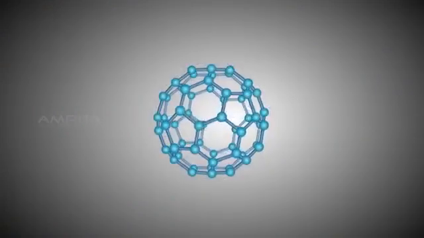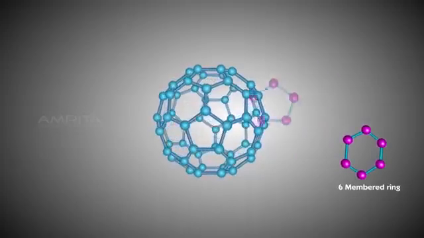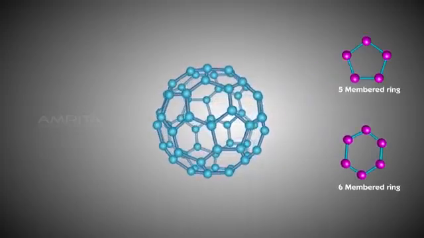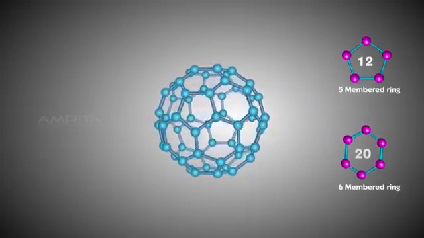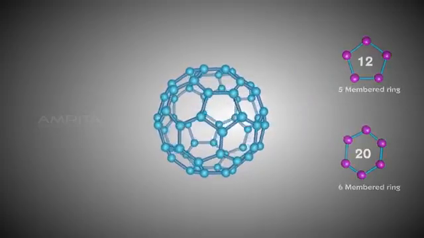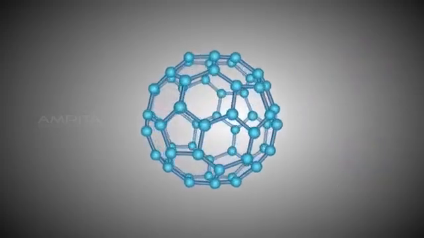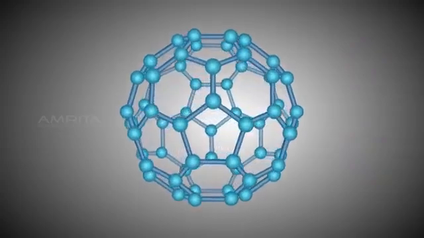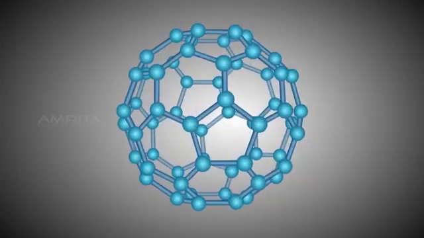The shape of fullerene resembles that of a soccer ball with 6-member as well as 5-member rings. There are 12 5-member rings and 20 6-member rings. In fullerene, all the carbon atoms are found to be equivalent and are connected by both single and double bonds. Bond length of single bond is 145.3 pm. Bond length of a double bond is 338.3 pm.